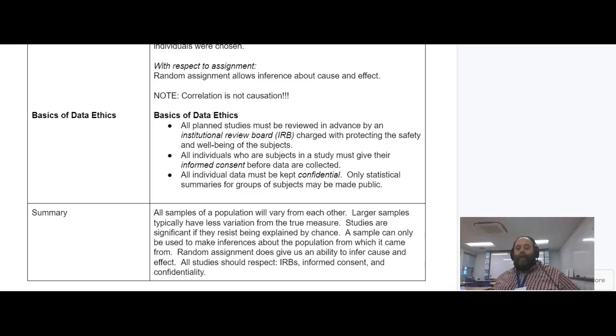So, big three for data ethics: institutional review boards, informed consent, and confidentiality. Those three, just keep those in the back of your head. All right, so we'll talk a little bit more about this because this is some of the less firm stuff, but this is the last section in this unit. We'll spend a couple days on this in class, and then we'll go from there.